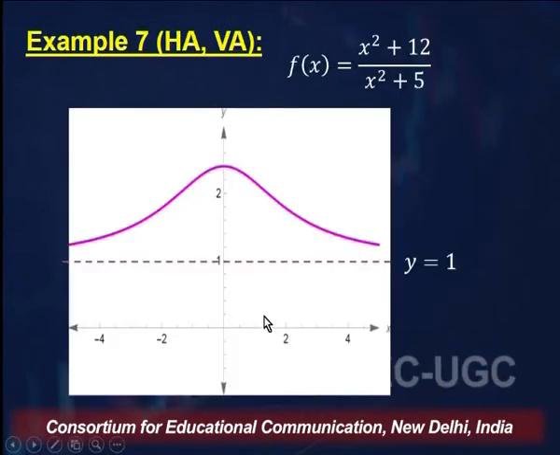And let's take a visual look. Let's take a look at the visual here. So here you can see there is no vertical asymptote. This curve is approaching y equal to 1 asymptotically in both directions. So as x tends to infinity as well as x tends to minus infinity, the curve is approaching this horizontal asymptote arbitrarily closely.